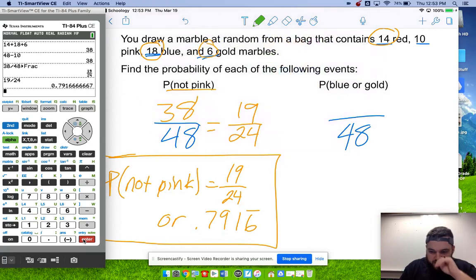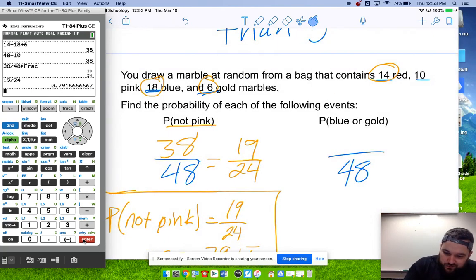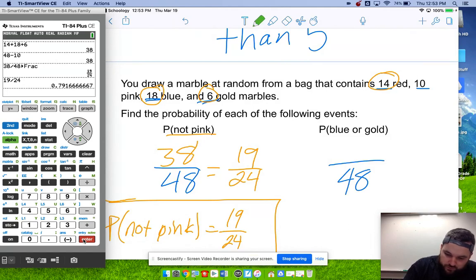Okay, same idea here. The marble we pick, we're back to square one. All the marbles are in the bag. We don't have to worry about the one you took out. Nope, reset. What's the probability that I get either a blue marble or a gold marble? Well, again, I got 18 blue marbles and I got 6 gold.